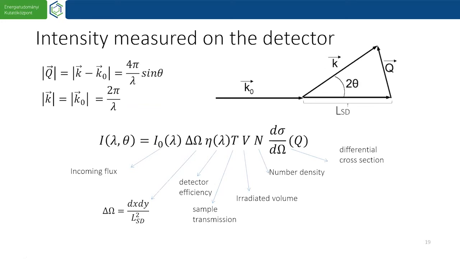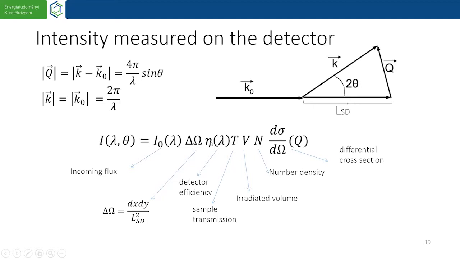Now let's see a little bit more detail. What are the important experimental parameters which we need to know? This is the intensity. The intensity depends, of course, on the intensity of the reactor, that is, on the incoming flux. Then this is the angle of view of the detector pixel, which depends on the size of the pixel and the distance between the sample and the detector.